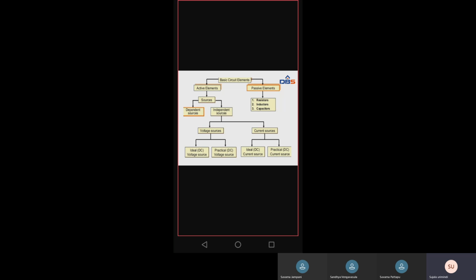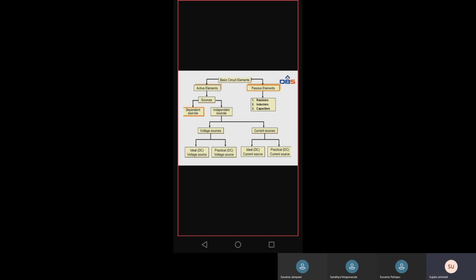So what is a voltage source? A voltage source is one where, whatever the current, the voltage is maintained constant. It is also called an ideal voltage source. Why do I say ideal? In any voltage source, there is a resistance in series.